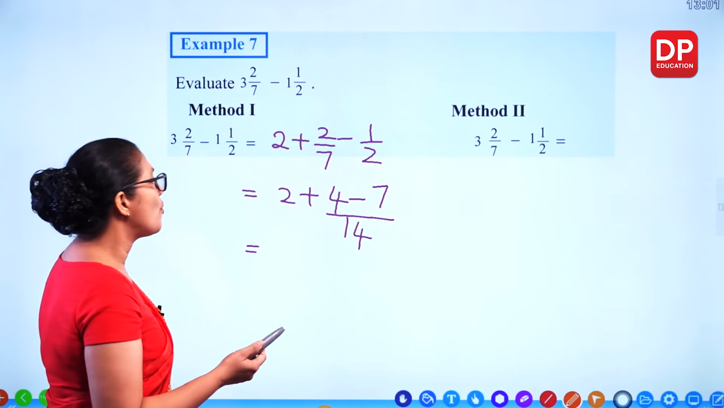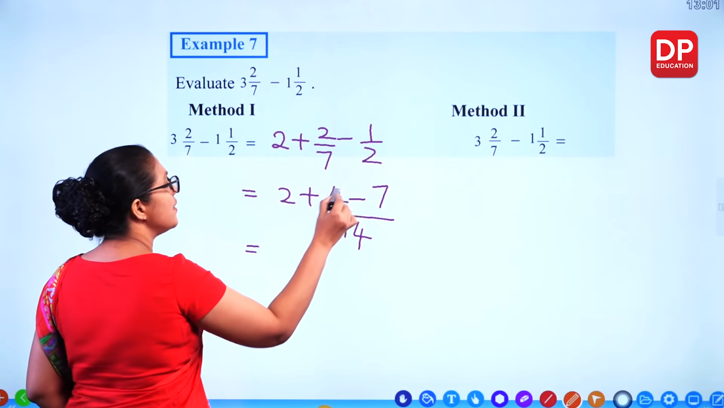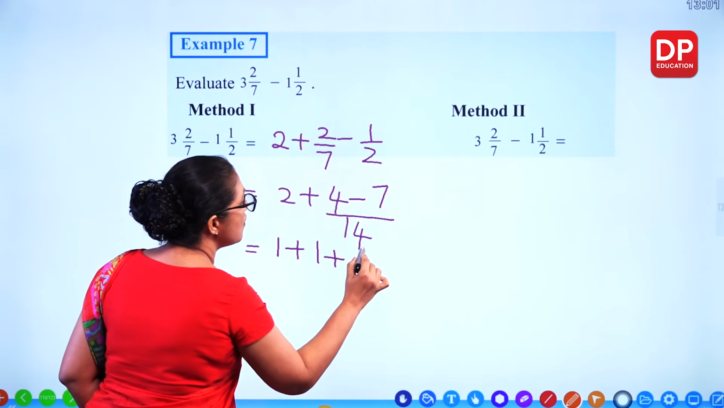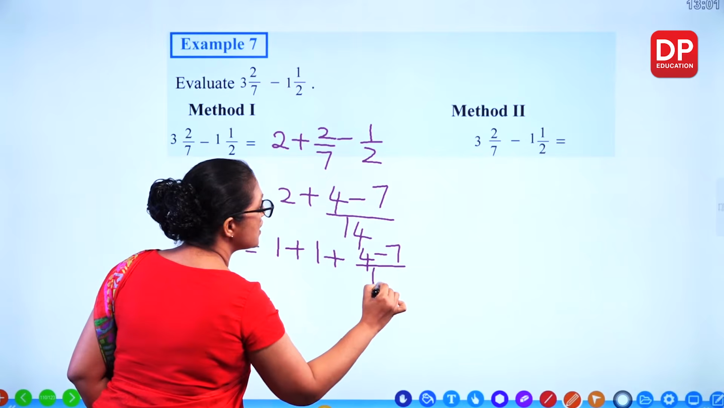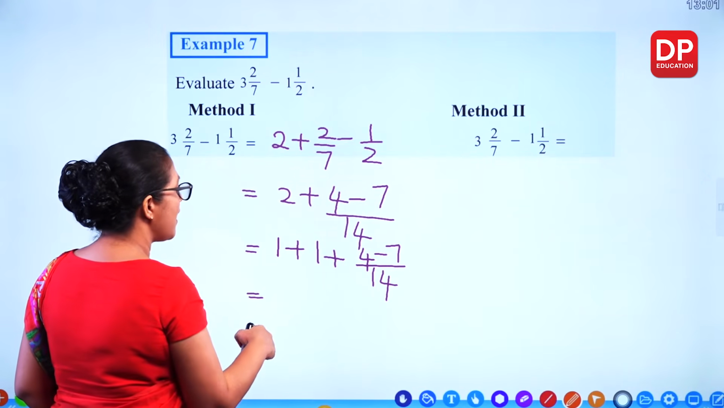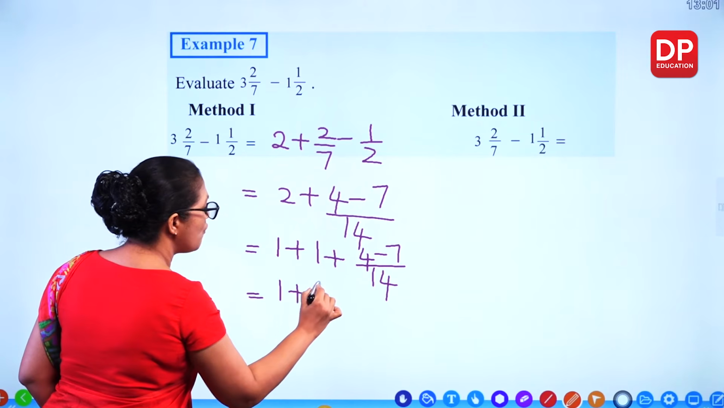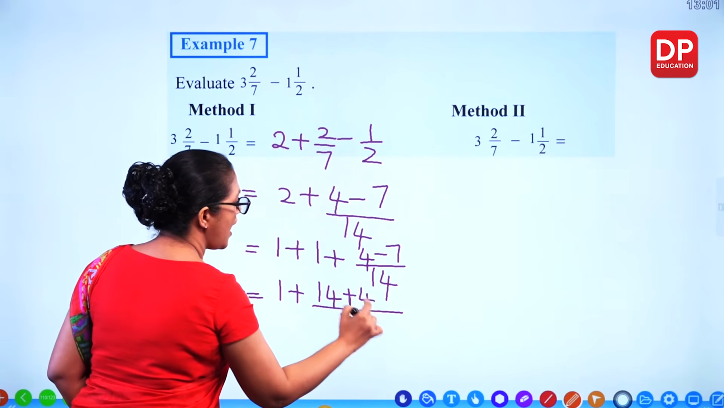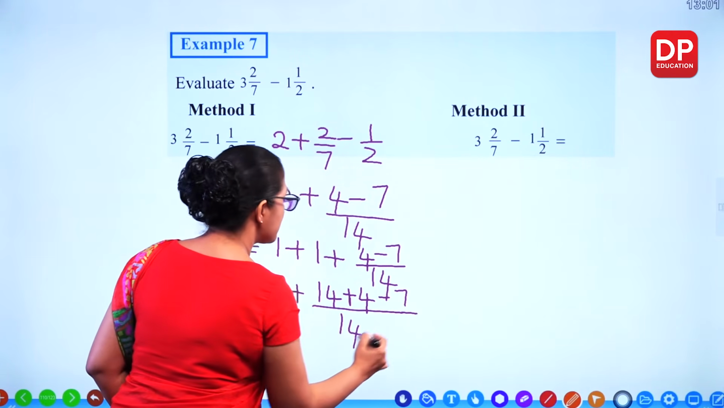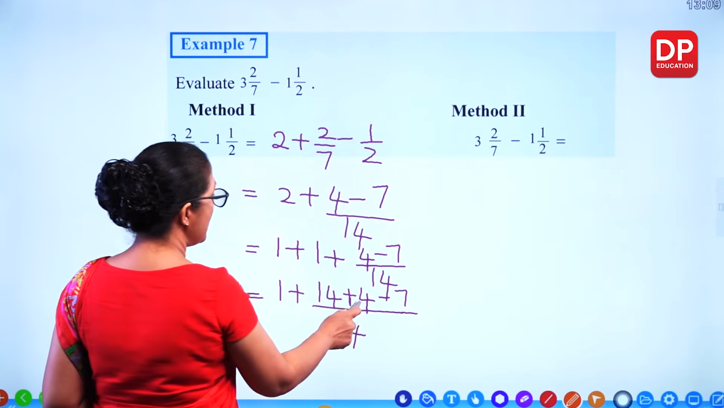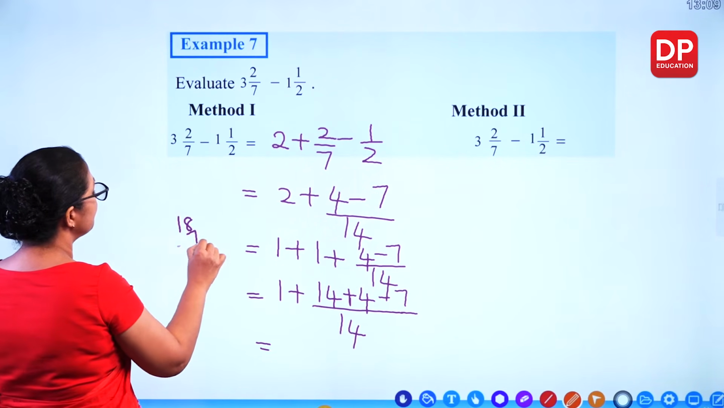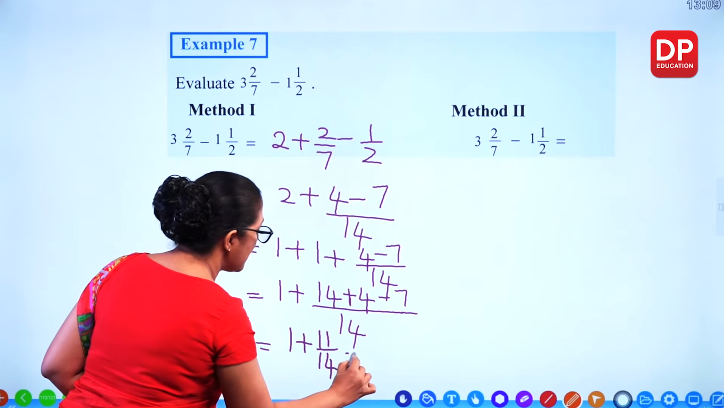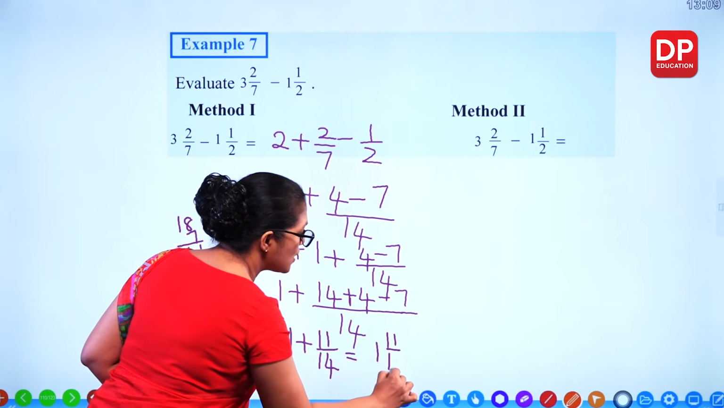You can't subtract. So what we can do, I can take 1 from here. So I can write 1 plus 1 instead of 2, and then 4 minus 7 over 14. 1 I can write as an equivalent fraction, 14 over 14. Now I can first add 14 to 4 and then subtract 7. You get 14 plus 4, 18. 18 minus 7, you get 11. So I can write 1 plus 11 over 14. That's 1 and 11 over 14.